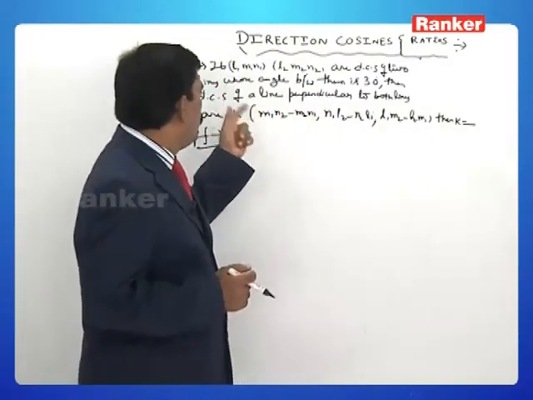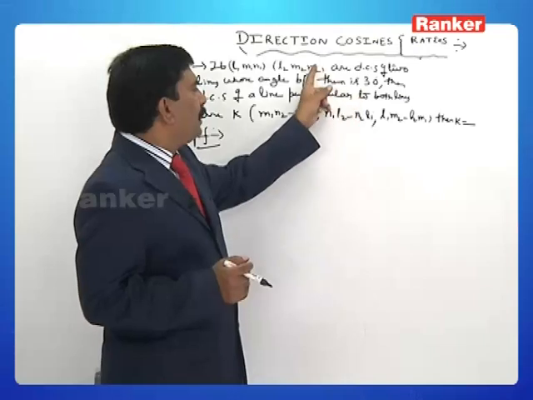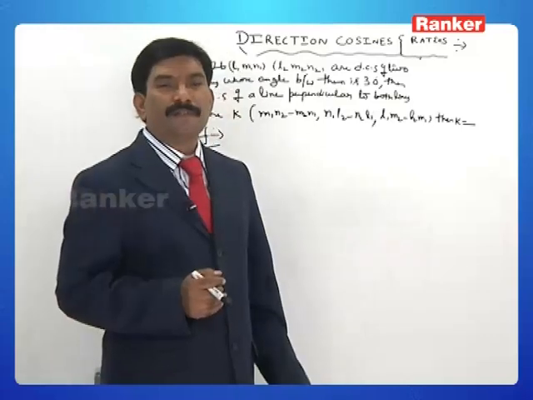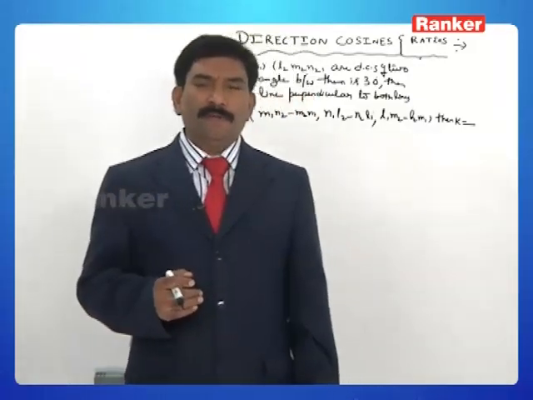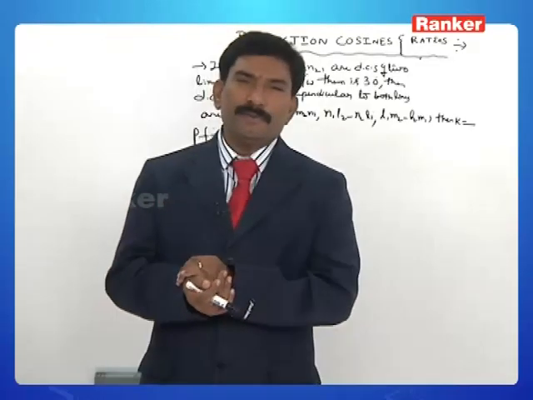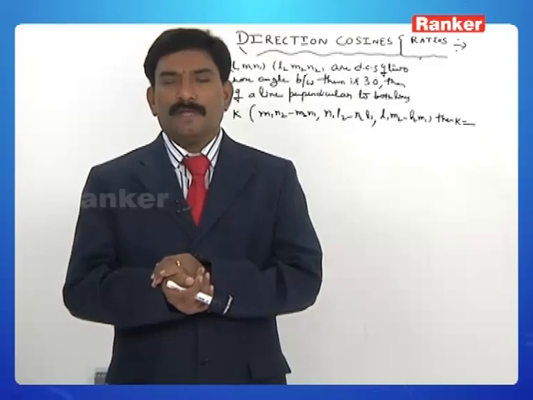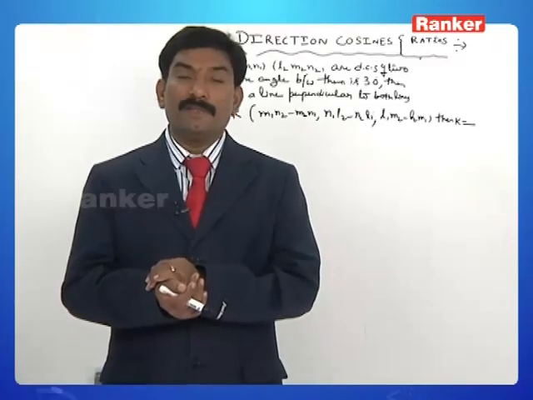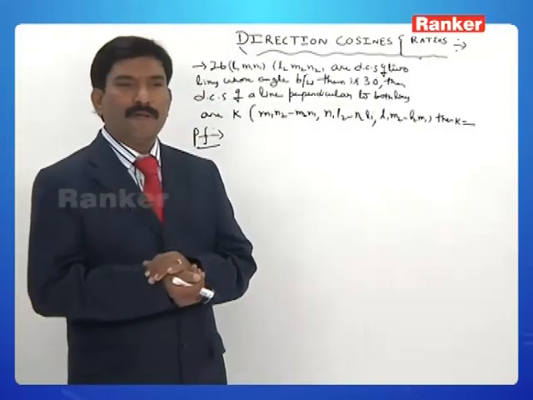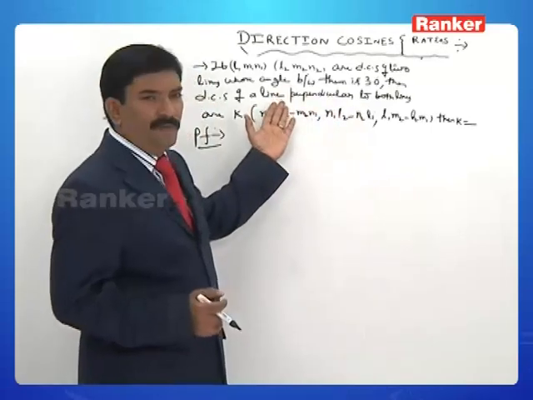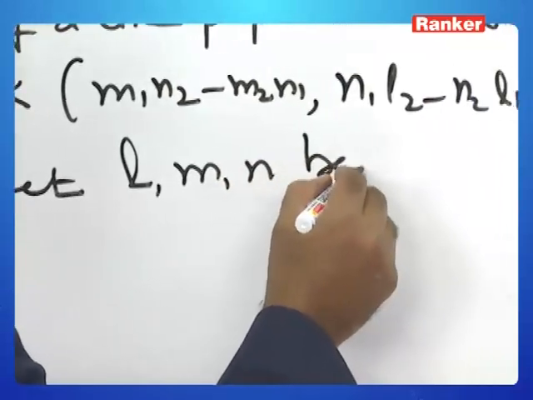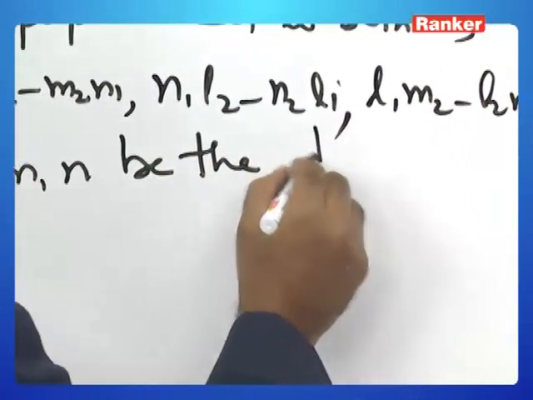Now, find the DCs of a line perpendicular to both the lines, where the angle between the two lines is 30 degrees. Just now we discussed the case of three mutually perpendicular lines, and we found the DRs of a line which is equally inclined to the three lines. Here I am supposed to find the DCs of a line which is perpendicular to both the lines. Let l, m, n be the DCs of a line.